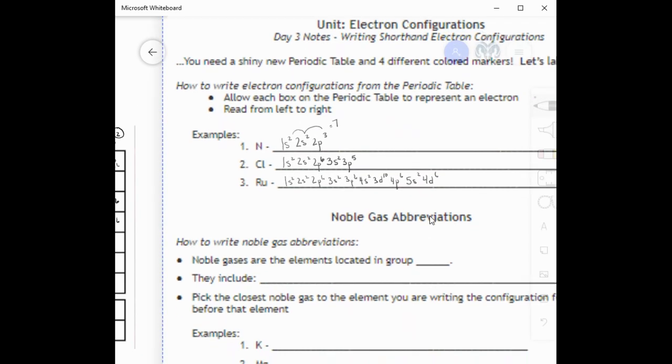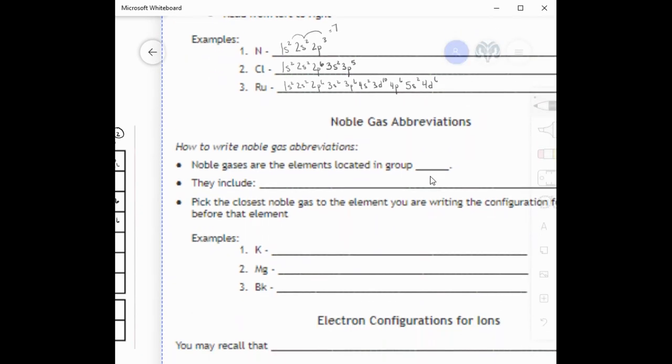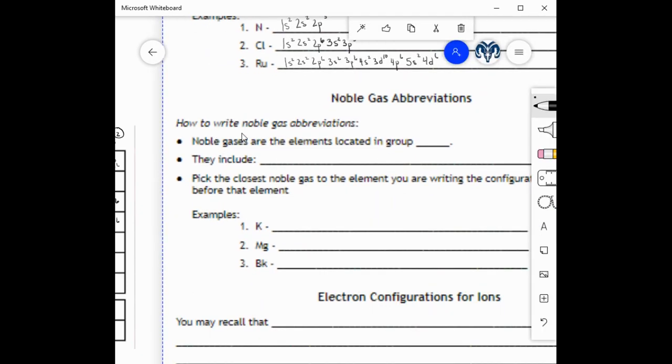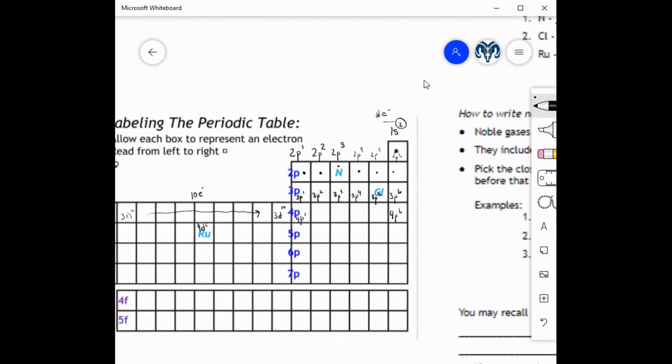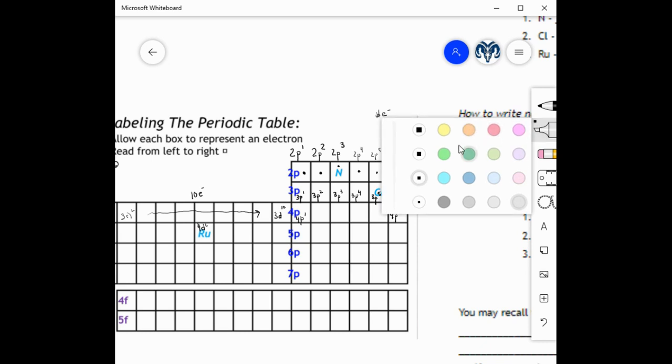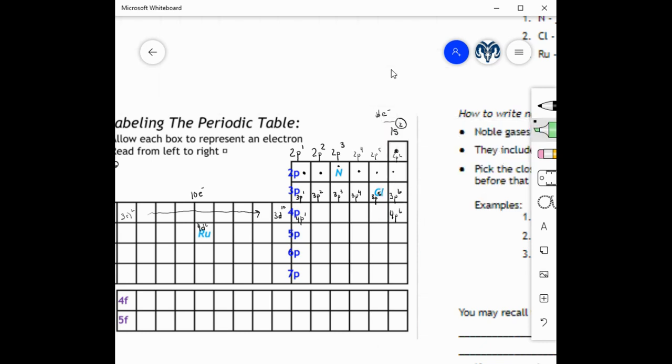So when we're doing noble gas abbreviations, the noble gases are in this last group. So our noble gases are here.